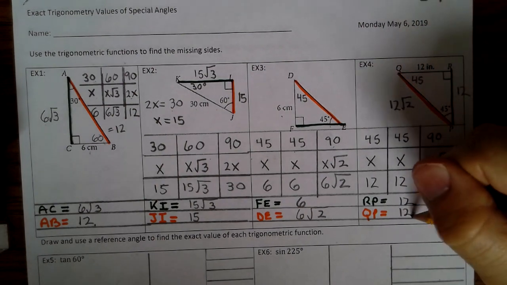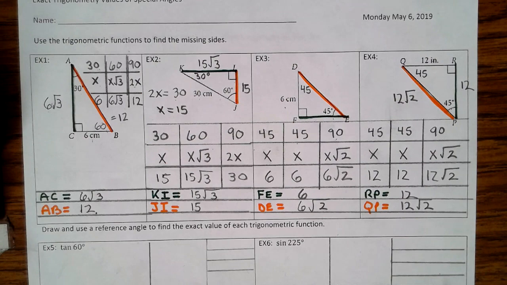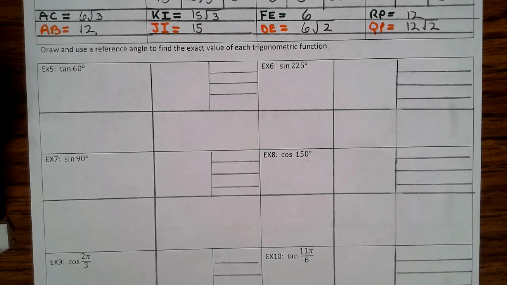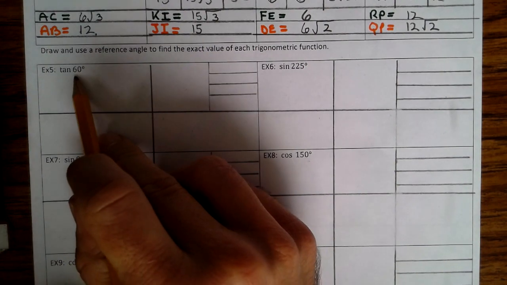All right, go ahead and finish up examples 1, 2, 3, and 4. All right, now it says draw and use a reference angle to find the exact value of each trigonometric function. So here we're doing tangent of 60. So we know that it's in quadrant 1.